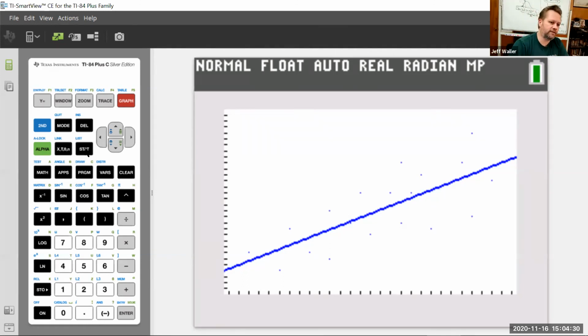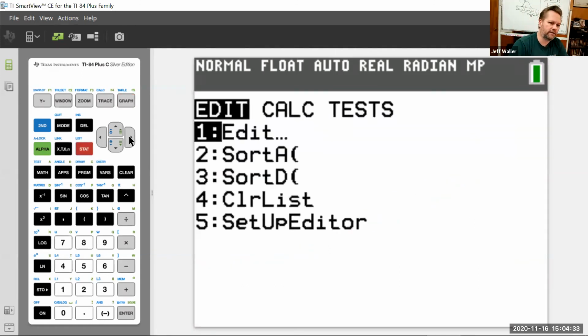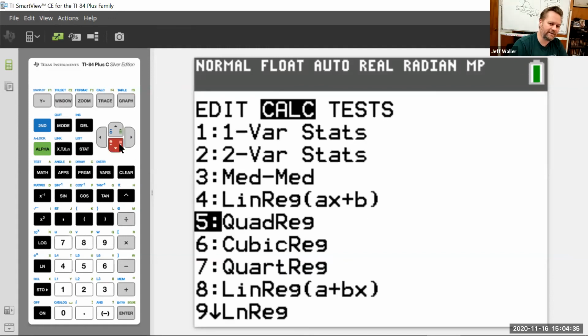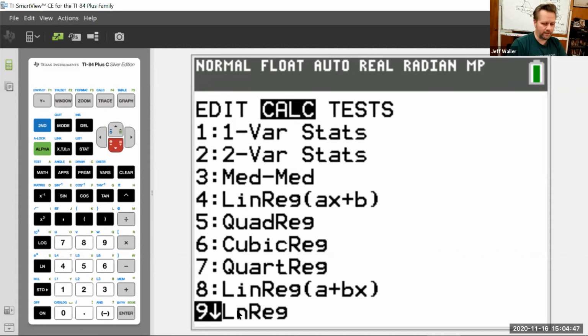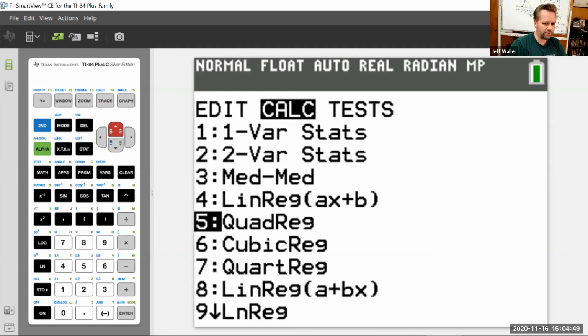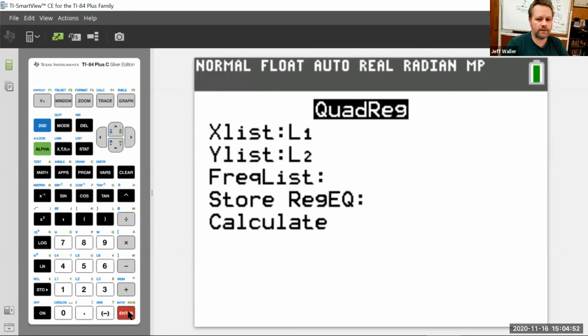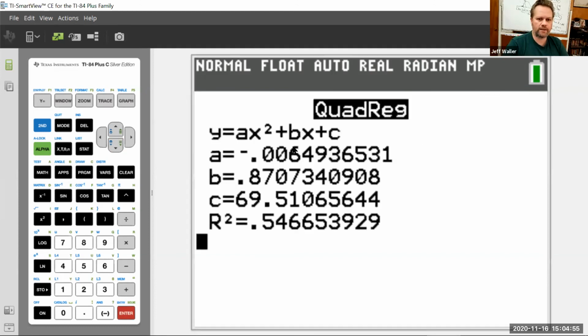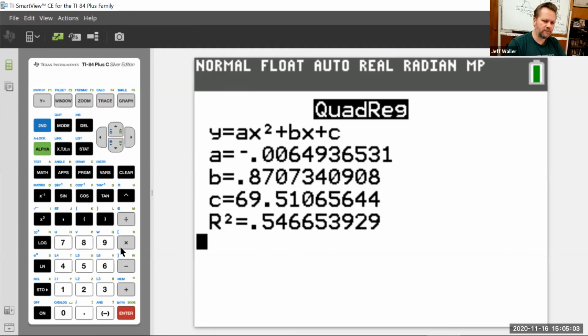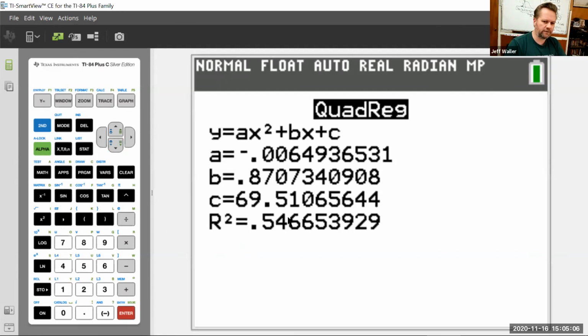And just in case you're curious, we're not going to talk about these in this class, but there is quadratic regression, meaning parabolic regression. There's cubic regression. There's quartic regression. There's natural log regression that we already talked about earlier. So if I do quadratic regression, watch. We're not going to do this semester, but just to show you, it gives me an equation of a parabola. And notice it doesn't give me R, it gives me R squared. So I'd have to take the square root of this to see R, right?